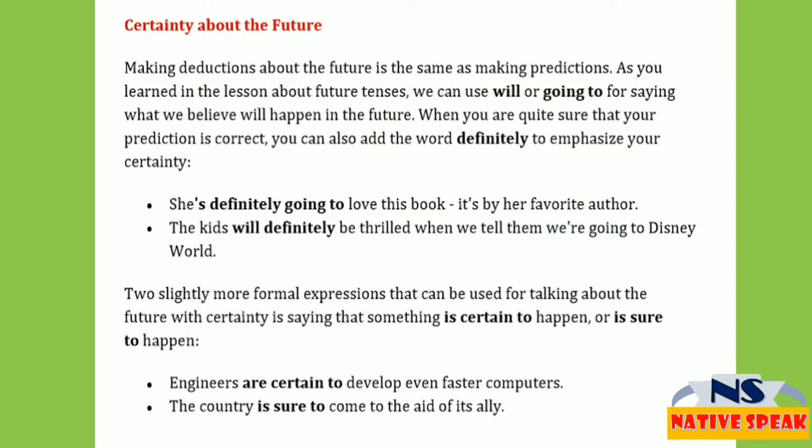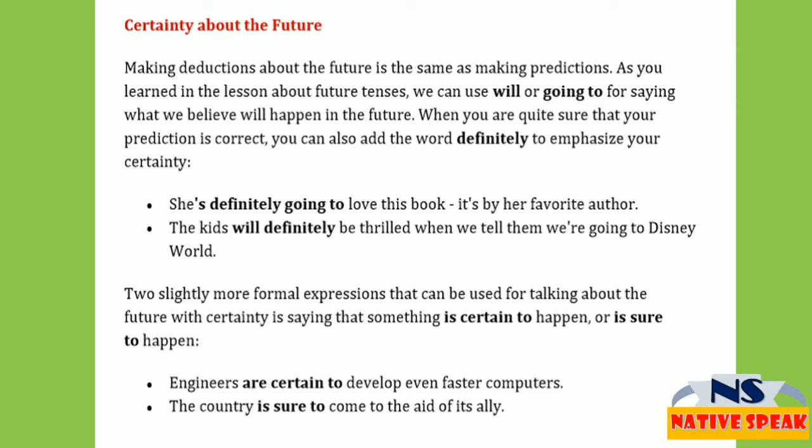What about deductions in the future? Well, making deductions about the future is the same as making predictions. As you learned in the lesson about future tenses, we can use will or going to for saying what we believe will happen in the future. When you are quite sure that your prediction is correct, you can also add the word definitely to emphasize your certainty. For example, she's definitely going to love this book. It's by her favorite author. The kids will definitely be thrilled when we tell them we're going to Disney World.